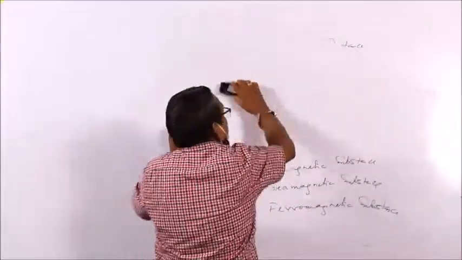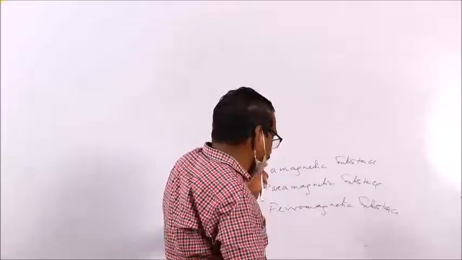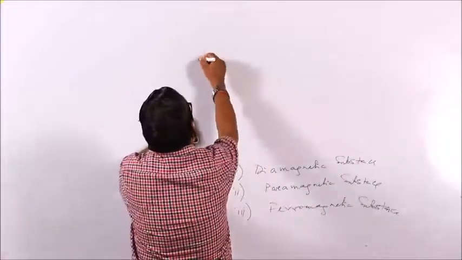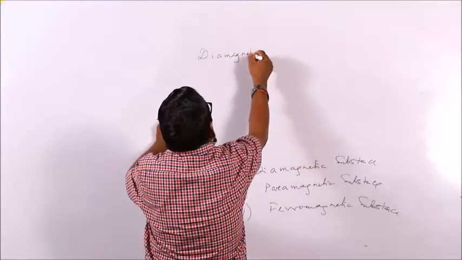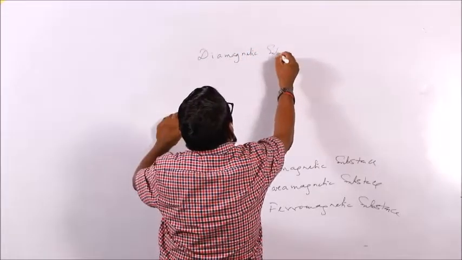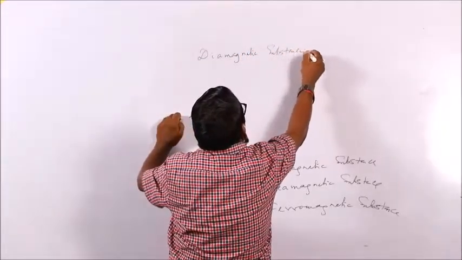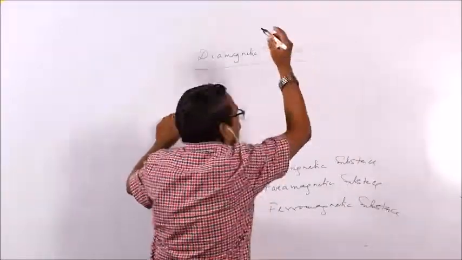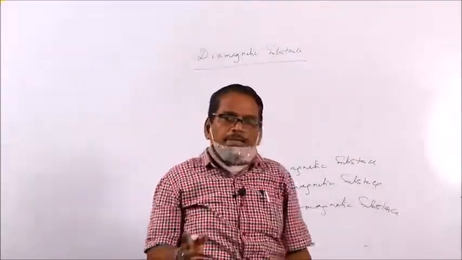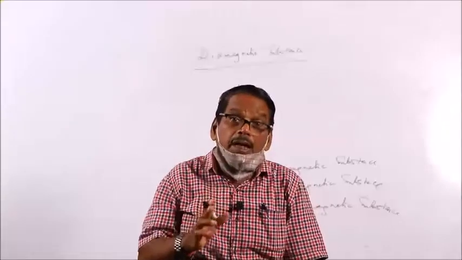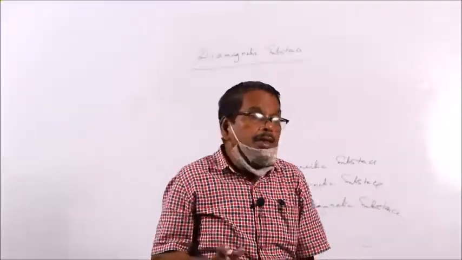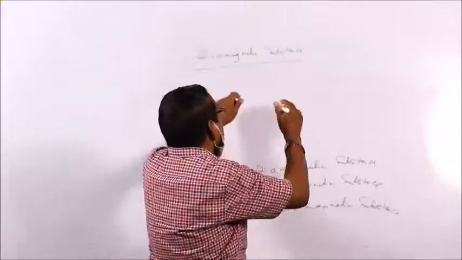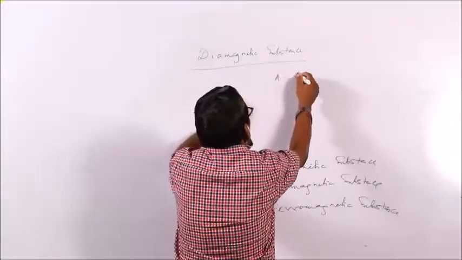Diamagnetic substance. What is a diamagnetic substance? A diamagnetic substance gets repelled in a magnetic field. It will not be attracted, it will be repelled in a magnetic field. Remember that is very important.